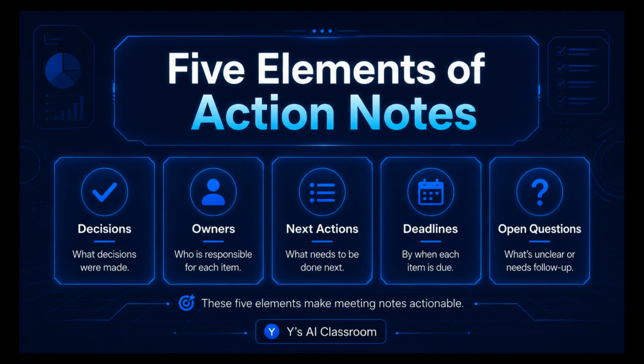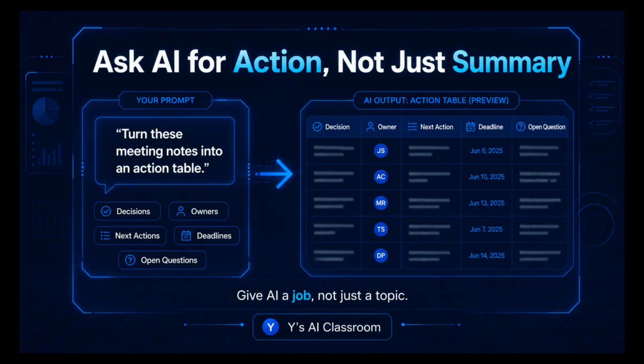These 5 elements make meeting notes actionable. What was decided? Who owns the task? What should happen next? By when should it happen? And what is still unclear? When these elements are visible, the meeting does not end as a memory. It becomes a set of next actions. Instead of saying, please summarize this meeting, try a more practical request. Turn these meeting notes into an action table. This gives AI a specific job, not just a topic. The more clearly you define the job, the more useful the output becomes.